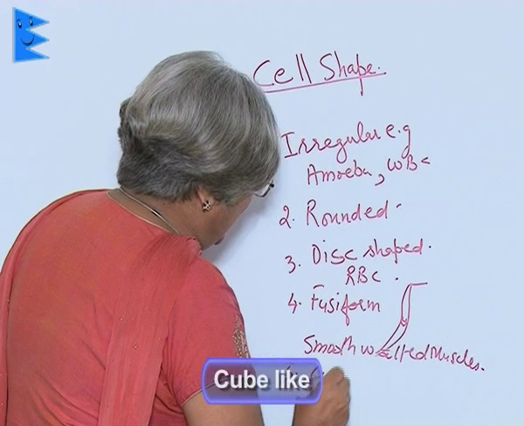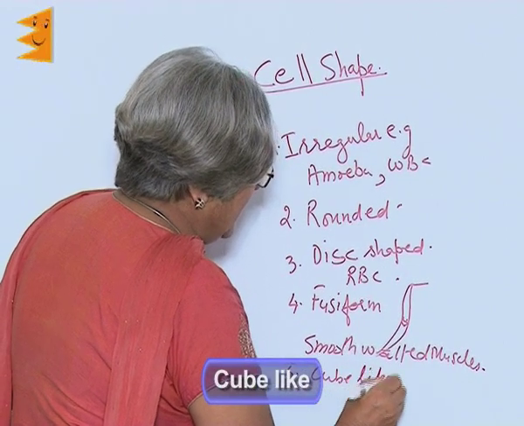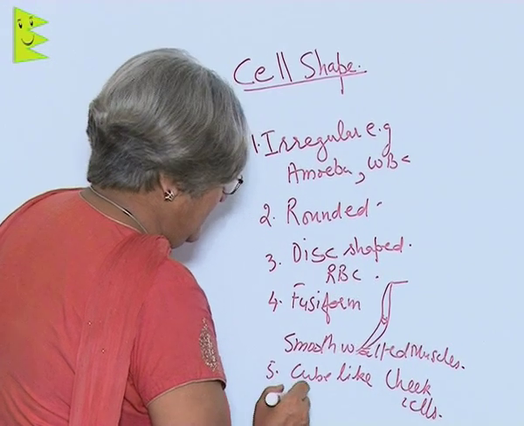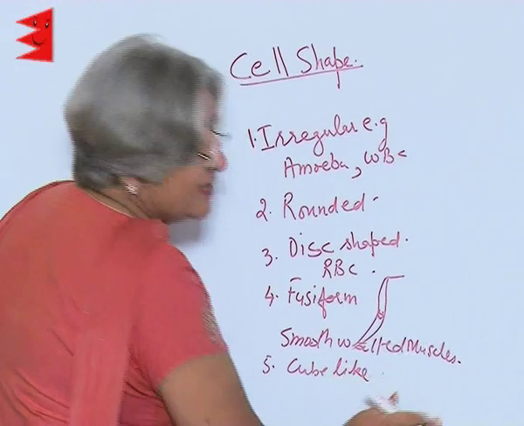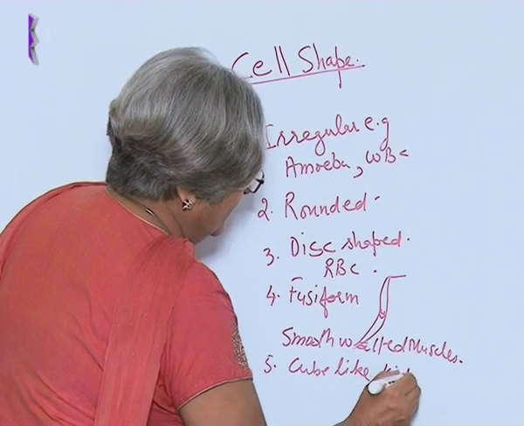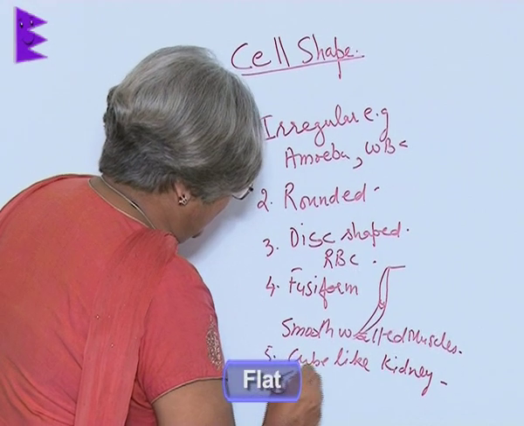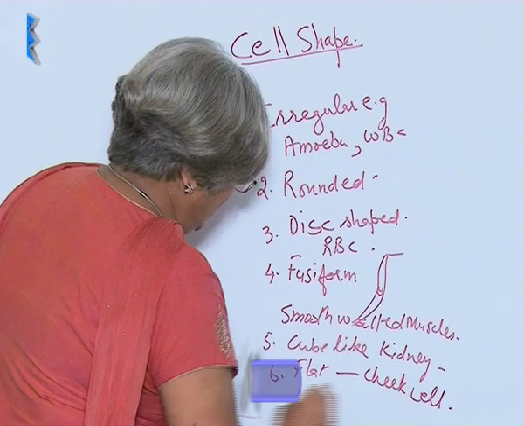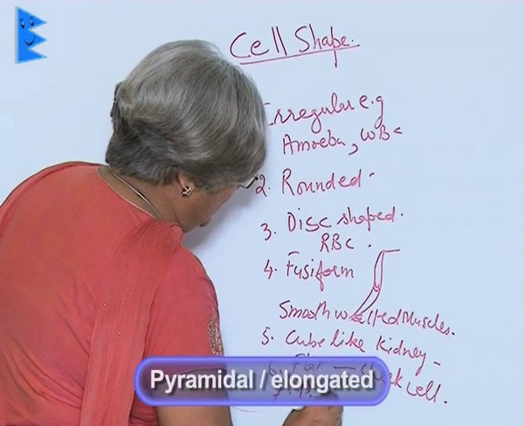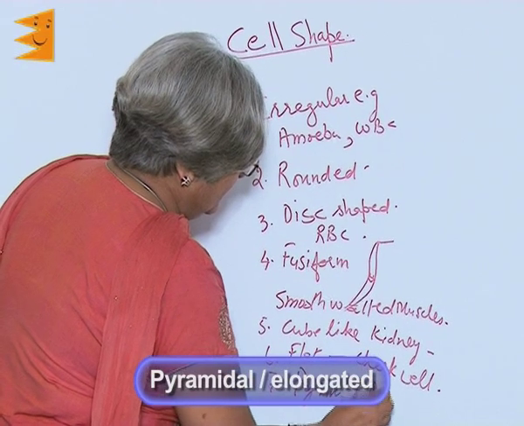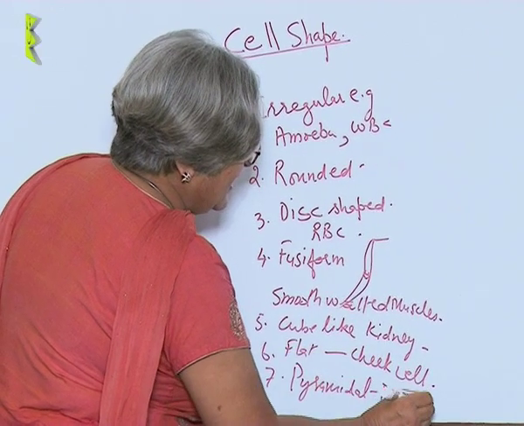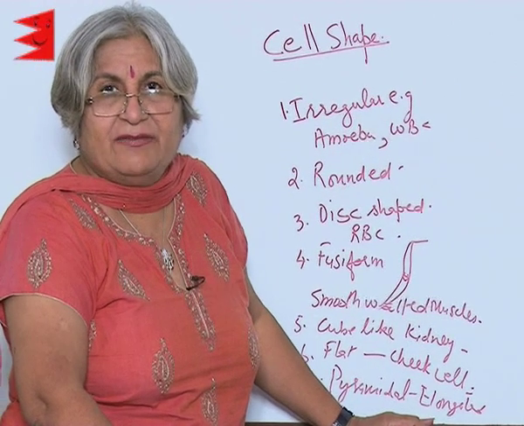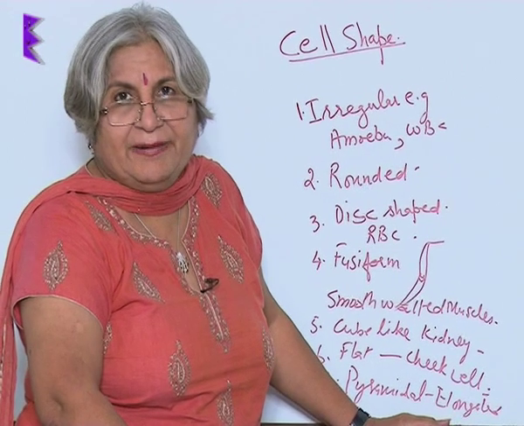Cells can also be cube like, as in the case of kidney. They can be flat, as in cheek cells. They can be elongated or pyramidal, as in the case of stomach or intestine. Sometimes these elongated cells can even have hair-like structures called cilia.